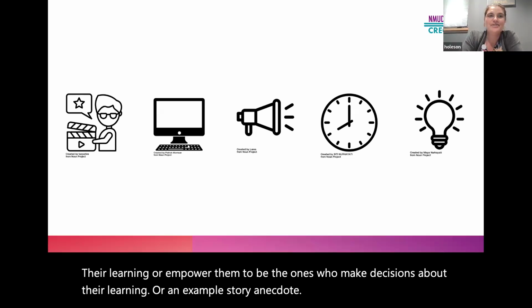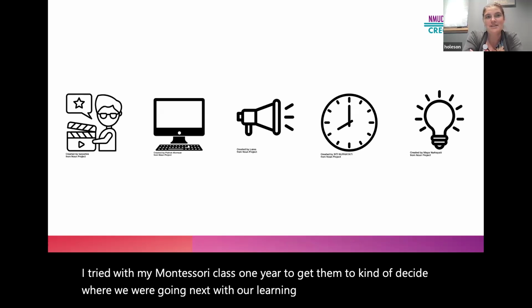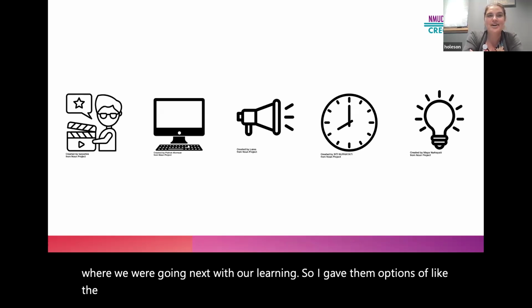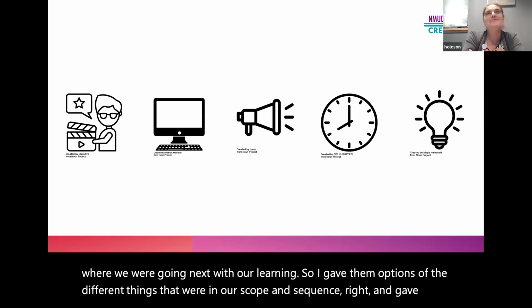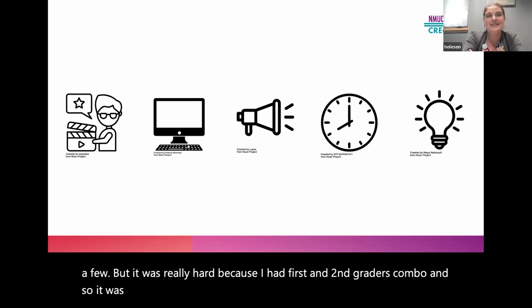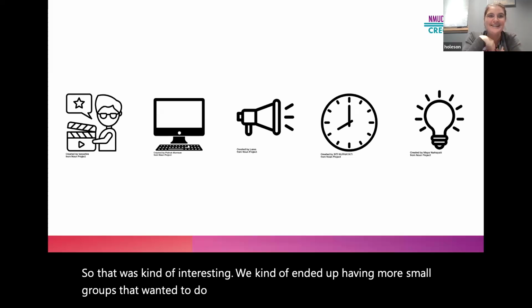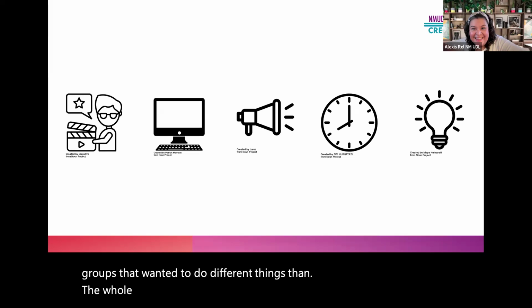I tried with my Montessori class one year to get them to kind of decide where we were going next with our learning. So I gave them options of like the different things that were in our scope and sequence, right? And gave them a few, but it was really hard because I had first and second graders combo. And so it was really hard for them to make a decision together. So that was kind of interesting. We kind of ended up having more small groups that wanted to do different things than the whole group. But I think that's still that idea of student-centered learning, right?